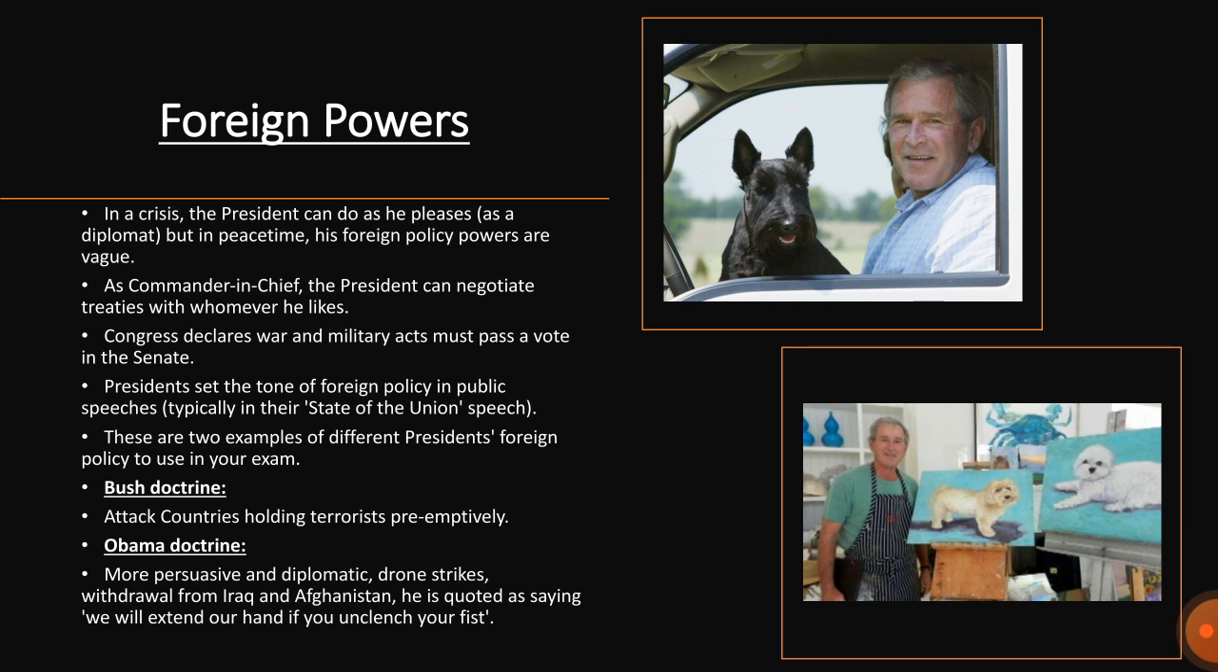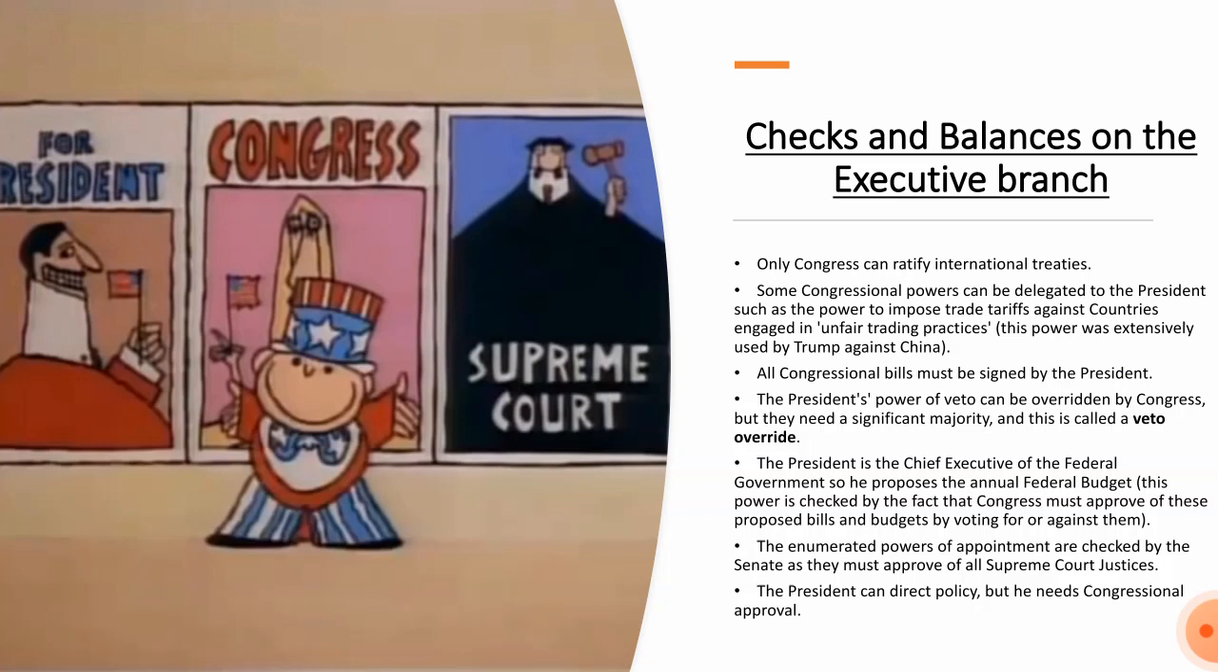So the Bush Doctrine essentially established that you should attack countries holding terrorists preemptively, so before they actually attack you. And the Obama Doctrine stipulates a more persuasive and diplomatic approach with drone strikes, a withdrawal from Iraq and Afghanistan, well, a partial withdrawal, technically, and Obama is quoted as saying, "We will extend our hand if you unclench your fist." And that's a very good quote to remember if you ever have a question on the foreign powers of the president, or just the president's powers in general.